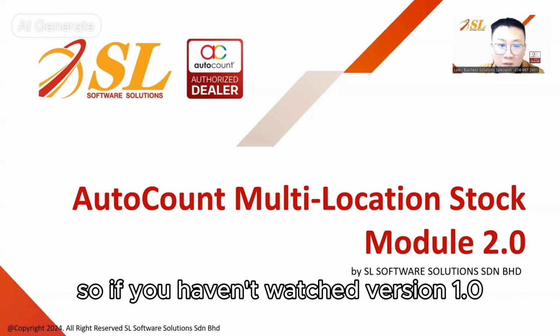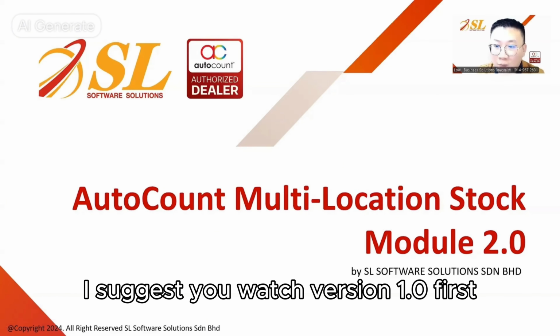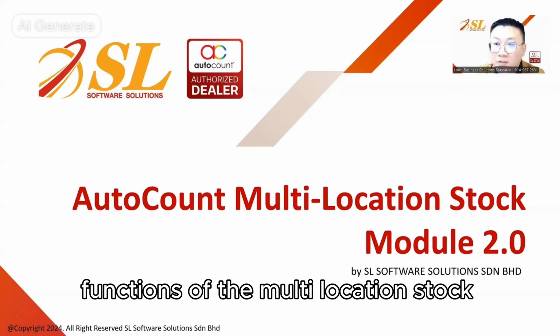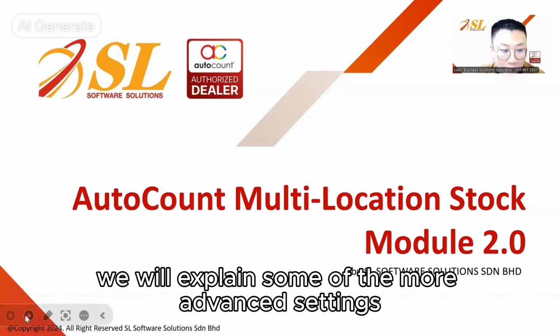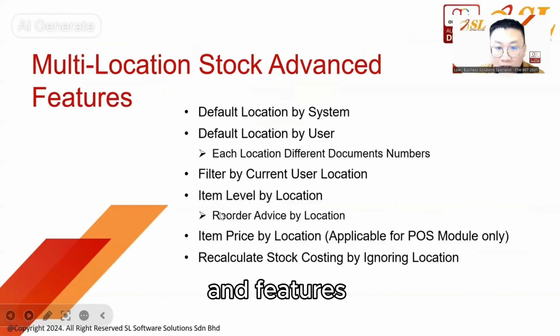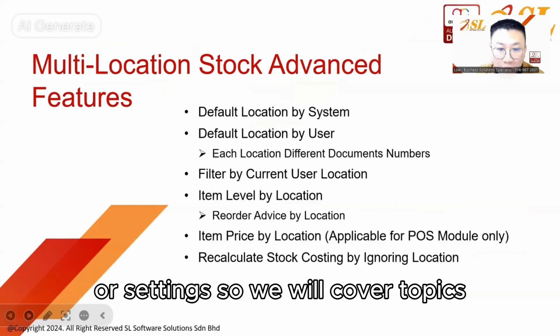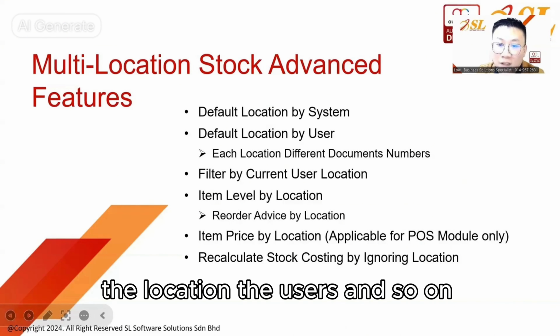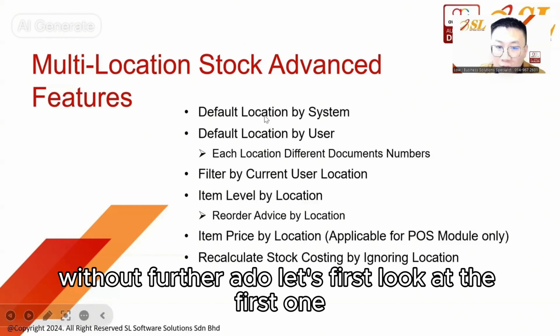If you haven't watched version 1.0, I suggest you watch version 1.0 first. Version 1.0 explains some basic functions of the multi-location stock. So we will explain some of the more advanced settings and features. We will cover topics including how to default the entire system, the location, the users, and so on. Without further ado, let's first look at the first one.